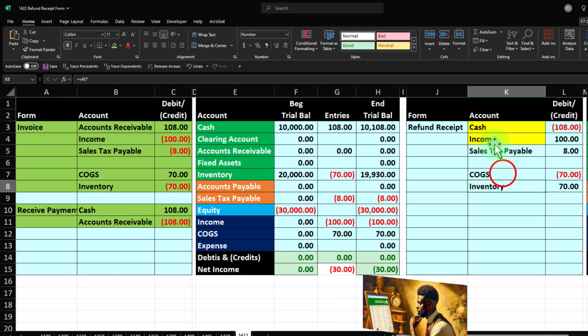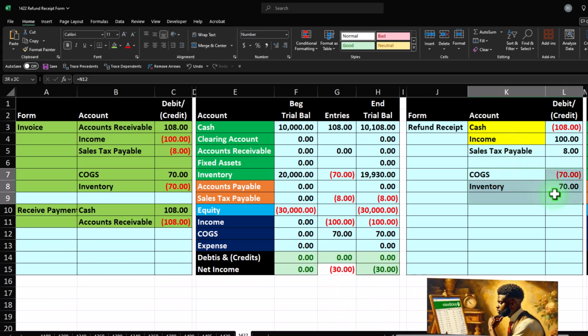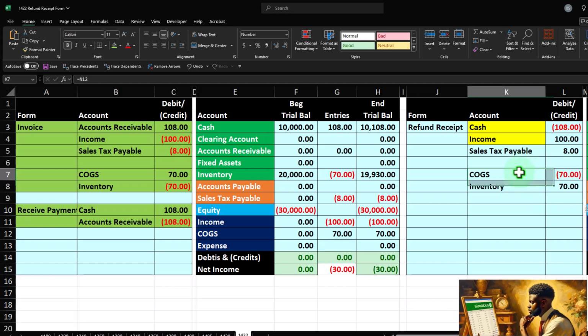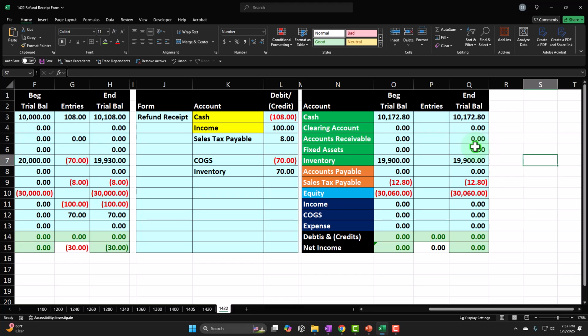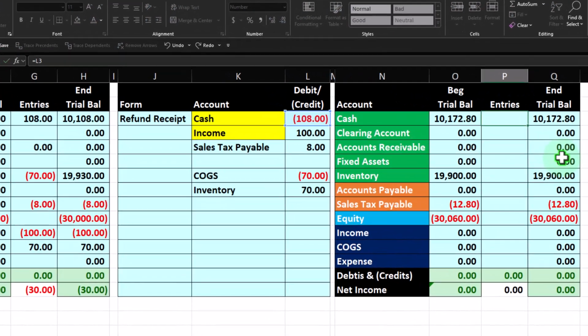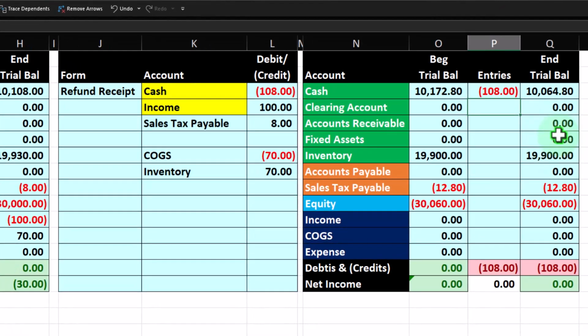If the inventory is no good, then we're not going to do this second bit because we're not going to get any inventory. We're just going to refund them because they broke it or it was defective or something like that. So let's see what would happen. We're going to say, all right, cash is going to go down instead of accounts receivable going up, and then income is going to be reversed.